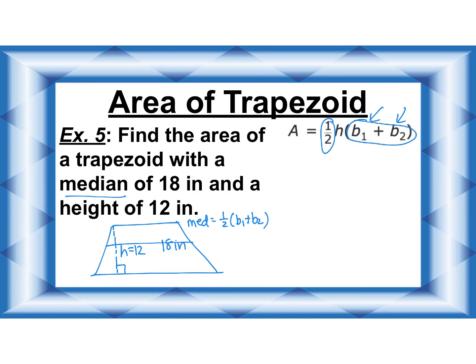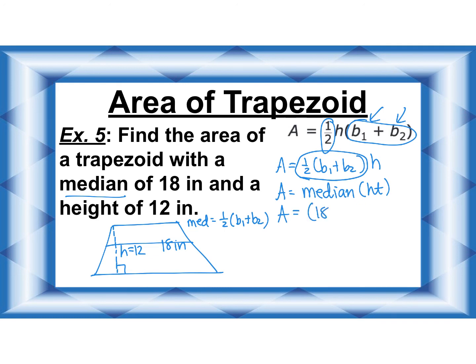So it's essentially that formula multiplied by h. So I'm just going to rearrange it. Area equals 1/2 my bases added together times the height. My bases added together times 1/2 is my median. So we could say this is the median times the height. So I have my median, which is 18, times my height, which is 12, and I get an area of 216 inches squared.